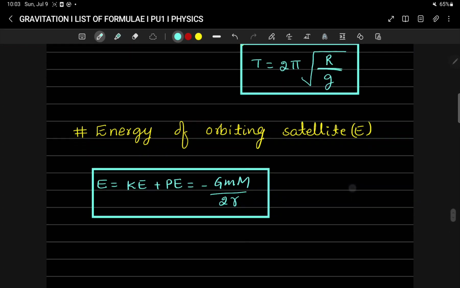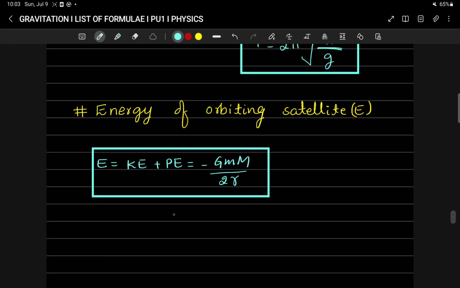Next, the energy of an orbiting satellite is given by E is equal to kinetic energy plus potential energy, that is equal to minus GMm by 2R. So this is all about the list of formulae for gravitation, dear students.